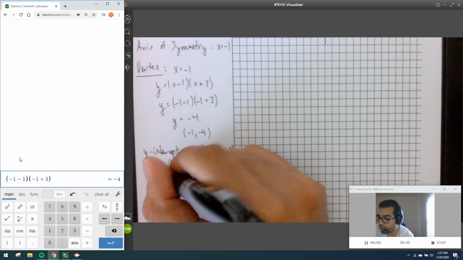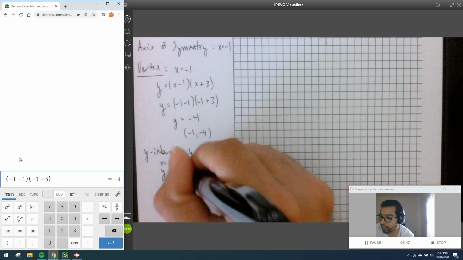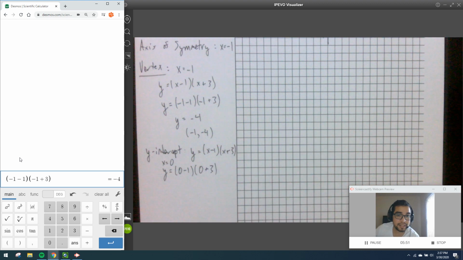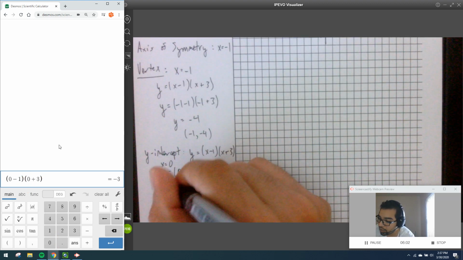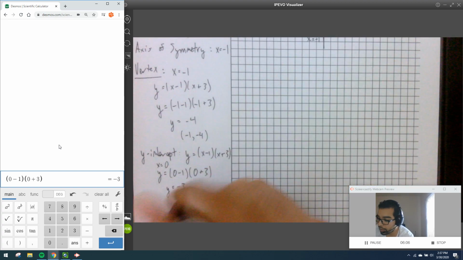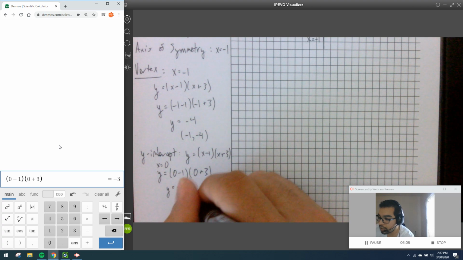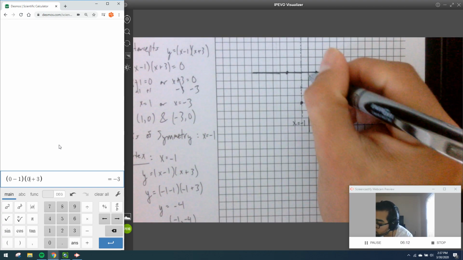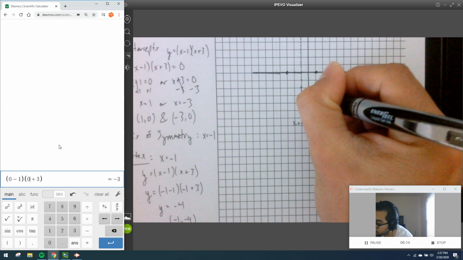Okay, so y equals 0 minus 1, 0 plus 3, and this is multiplication, right? So I'm just going to go ahead and do this. I'm going to change that for a 0, I'm going to change that one for a 0, and we get that y is equal to -3. Okay, so my y-intercept is at 0, -3. I'm going to go ahead and come back up here. 0, -3 is right there.